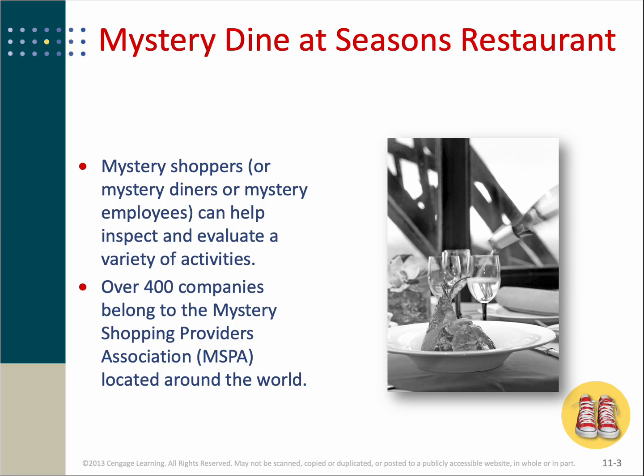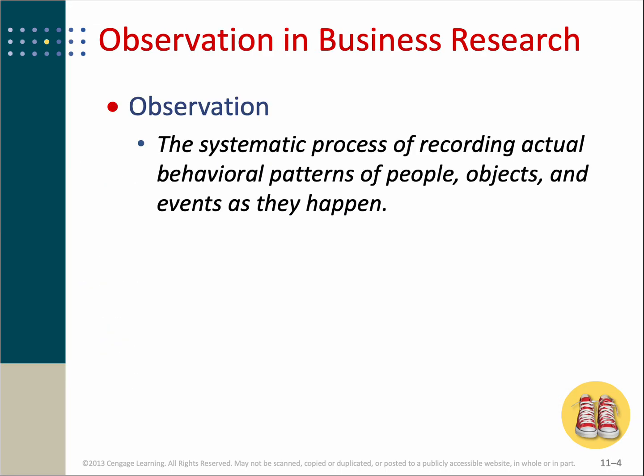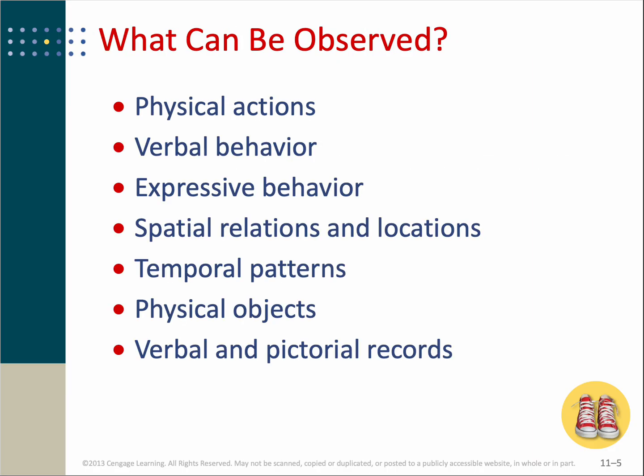So the goal here with observation methods is to get actual behavior, not what people say they might do, but actually what they do. And that can be invaluable. Again, we're after consumer behavior. That's what market research is all about: observing, understanding, quantifying, and then using consumer behavior to make appeals to the market. So there's a number of things that can be observed.